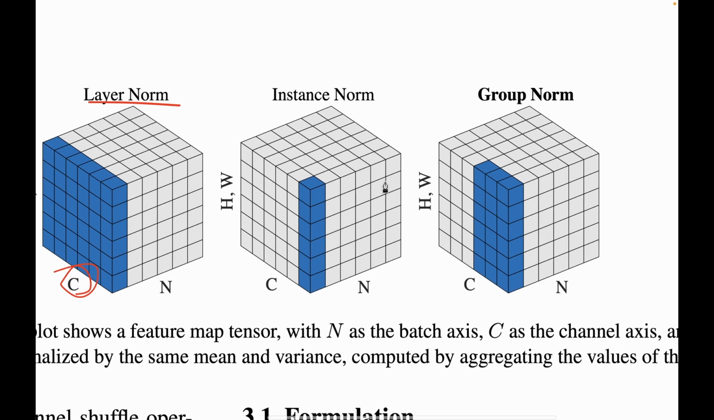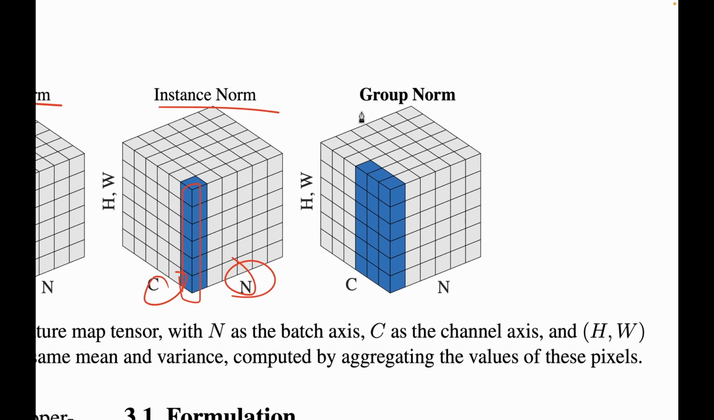At the same time, if you want to do the normalization just for one instance, despite having so many channels, then you arrive at instance norm. Then you have group norm, where you do normalization not across the entire channel, but you just take part of the channel and normalize that one. Then you arrive at group norm.